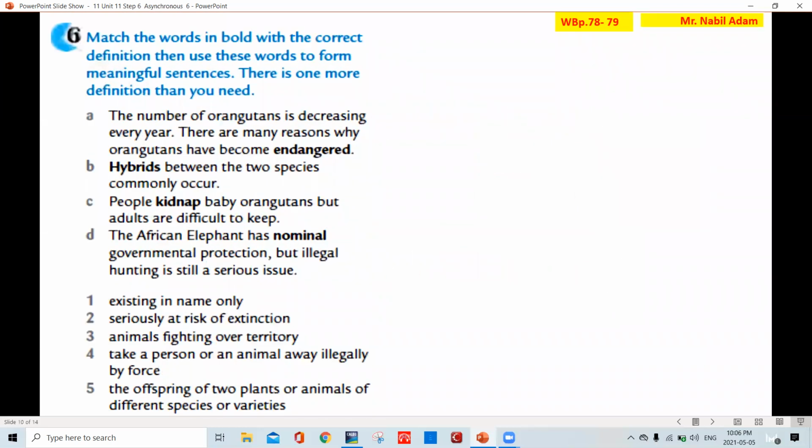Okay, now, next exercise here, exercise number 6. Match the words in bold with the correct definition, then use these words to form meaningful sentences. There is one more definition than you need.